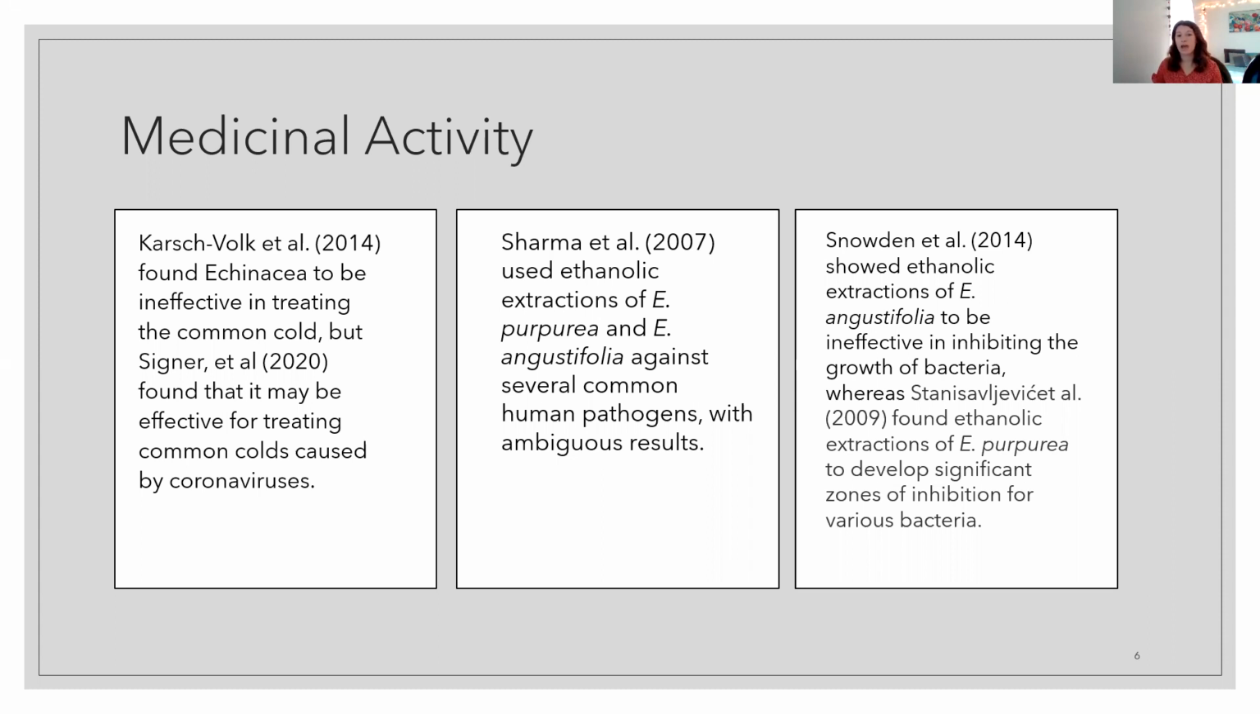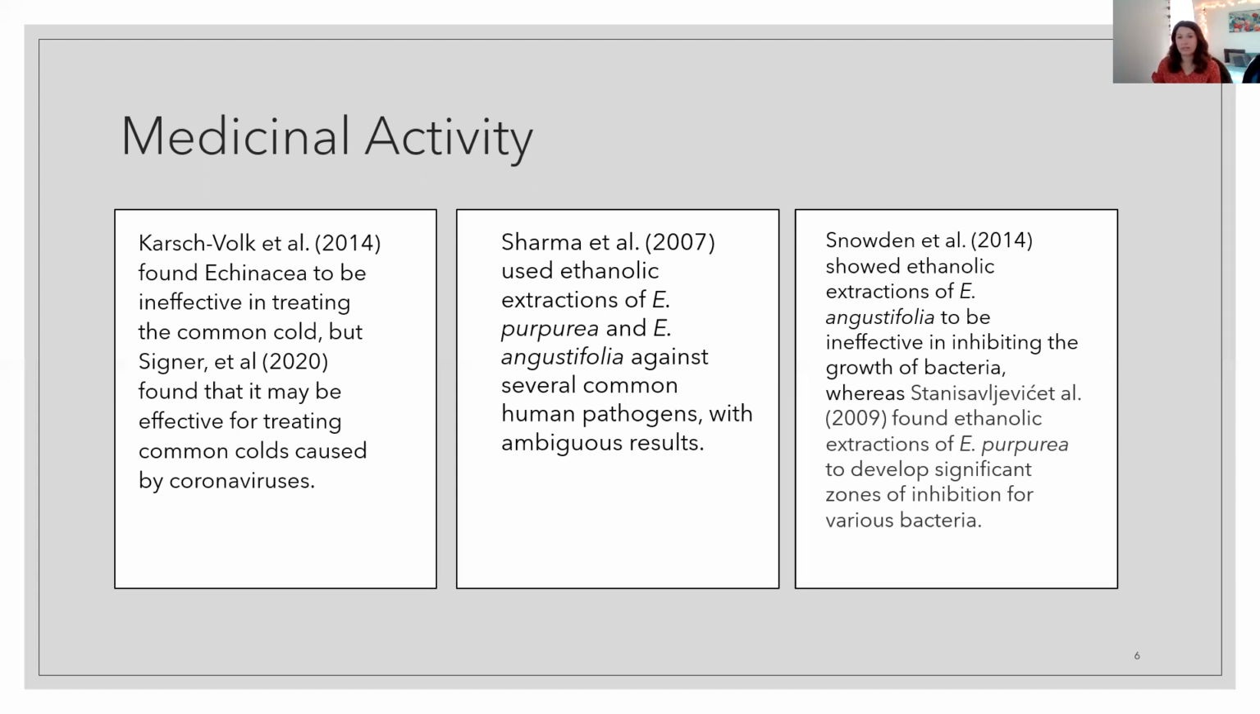In the middle box, there's a study in which ethanolic extracts of Echinacea purpurea and Echinacea angustifolia were used against several common human pathogens, and the results of the study were ambiguous. So again, in some settings it worked on some bacteria, and in some settings it did not show any inhibition whatsoever. In this last box on the right, there's a study that shows ethanolic extractions of Echinacea angustifolia to be ineffective in inhibiting the growth of bacteria, whereas another study found that ethanolic extractions of Echinacea purpurea developed significant zones of inhibition for various bacteria.